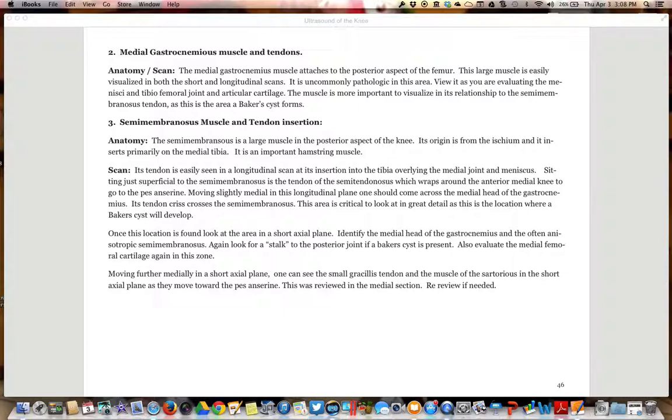As these tendons crisscross, this is a critical area to look for the location of the Baker's cyst. It's important, if you identify a Baker's cyst, to look in the short axis plane and identify both the medial head of the gastroc and the anisotropic semimembranosus, and look for a stalk to the posterior joint if the Baker's cyst is present. If a stalk is not present, one should be careful in classifying it as a Baker's cyst. It should always stalk down to the joint.